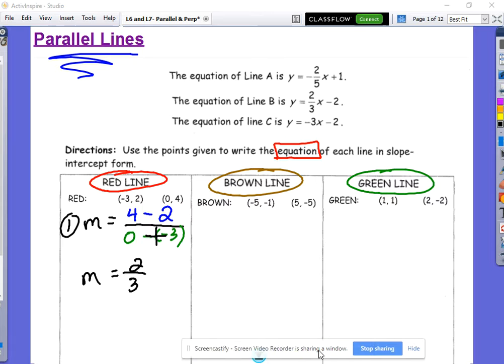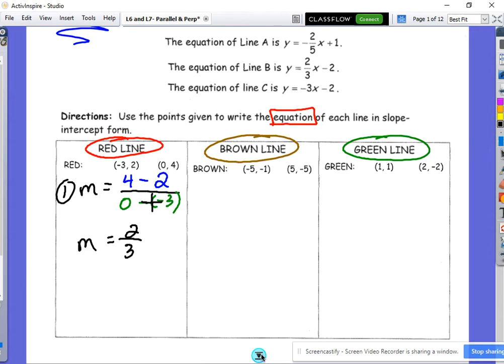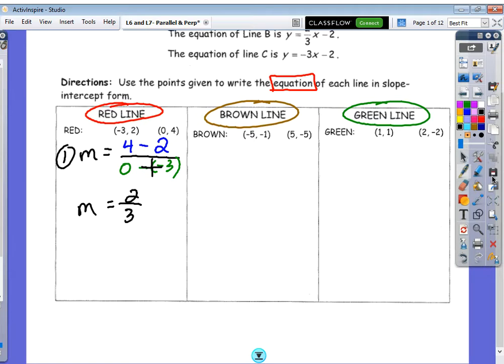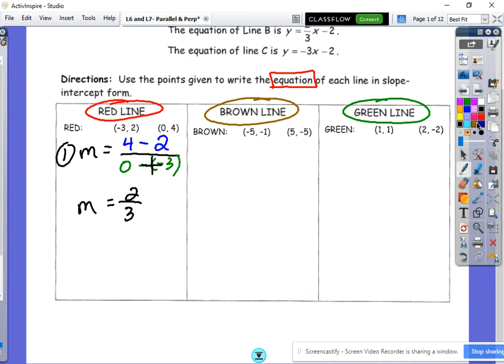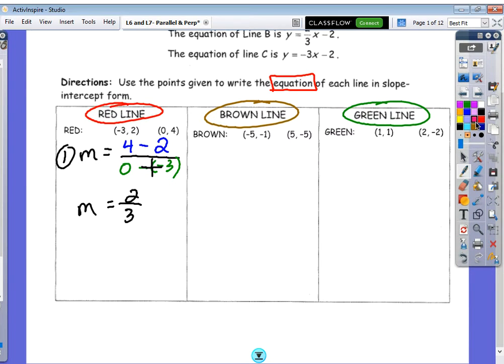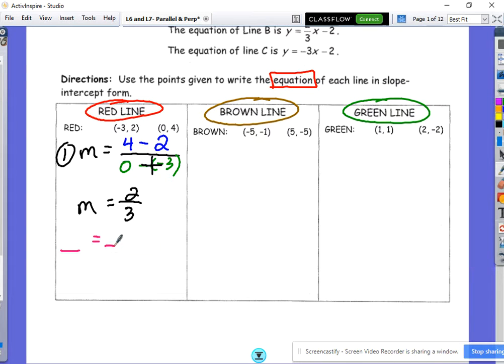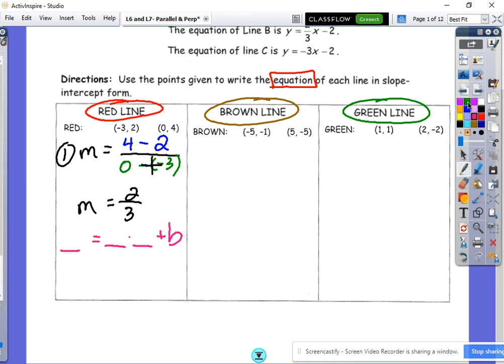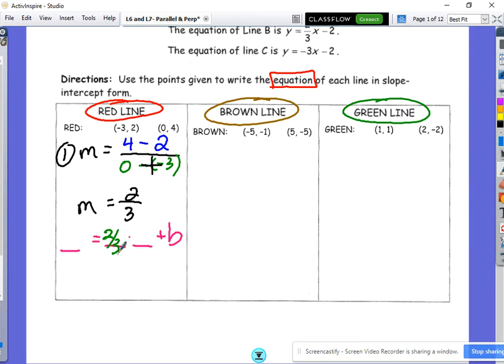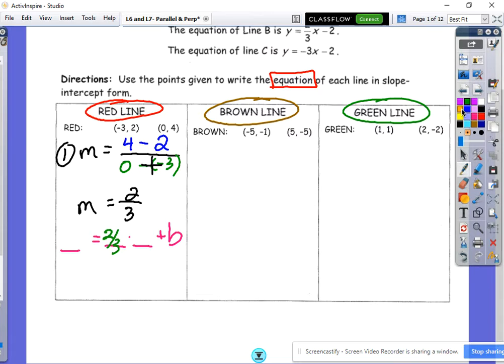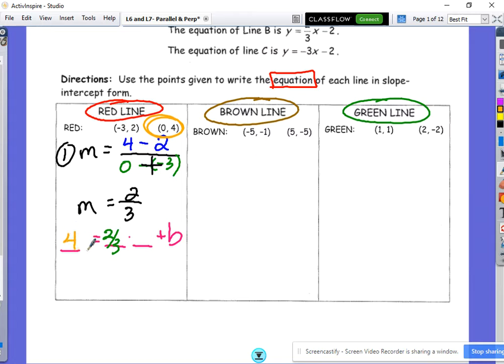Now that we have the slope, we need to find the b value. And remember, to find the b value, we always take our blank equals blank times blank plus b. We just found our m, so we're going to go ahead and plug that in, 2/3. All right. And then we also have our point x and y. I'm going to go ahead and choose this point right here. My y coordinate is 4. My x coordinate is 0.